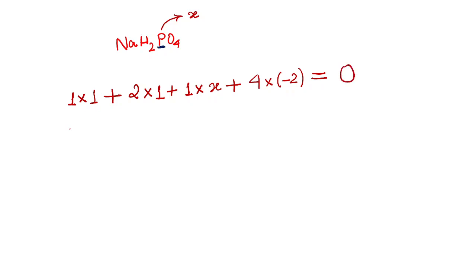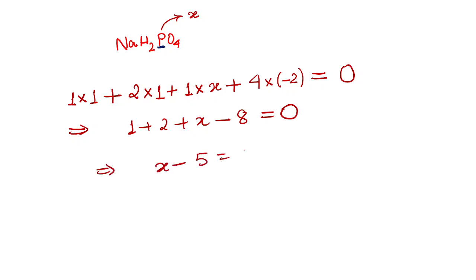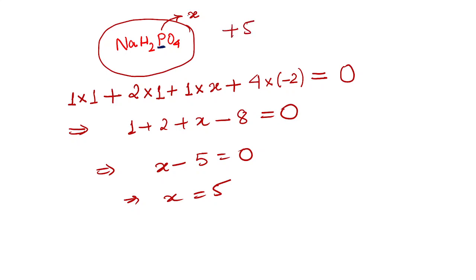to 0. Now let's solve it. 1 plus 2 plus x, plus 4 into -2, which is -8, is equal to 0. Now if you solve here, you will get x minus 5 is equal to 0, that is x equals 5. It means that the oxidation state of phosphorus in this case is plus 5.